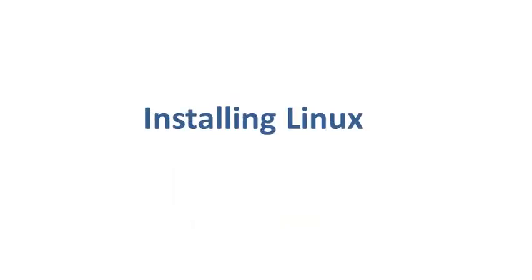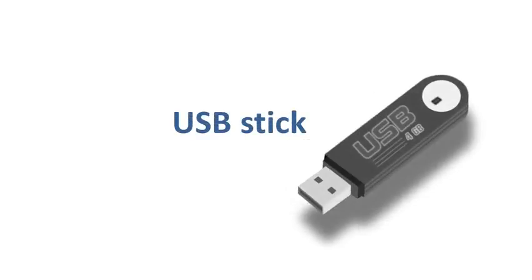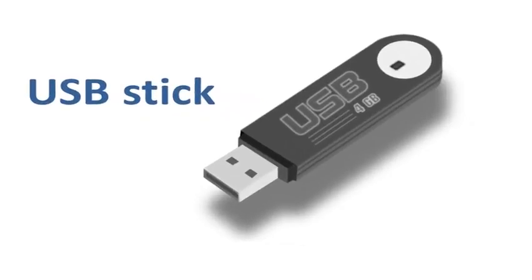Now let us look at the various methods we can use to install Linux. The first type of installation is from the USB stick. This is one of the easiest methods of installing Ubuntu or any other Linux distribution on your computer. So let us start with the USB stick installation.